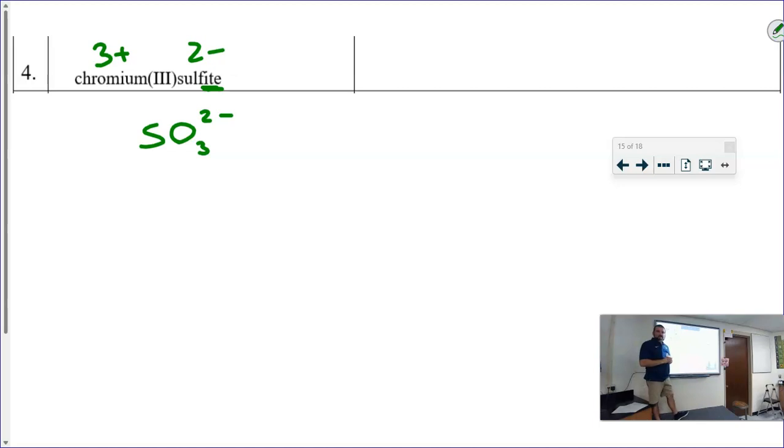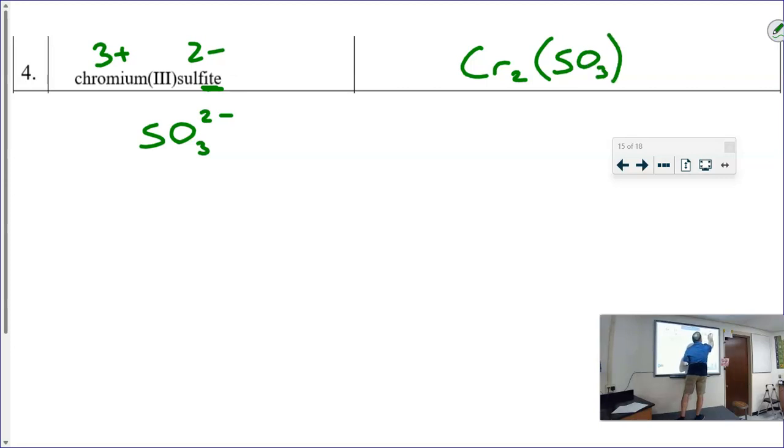The only way I can get to 0 charge is by reaching a common factor. If I get to +6 and I get to -6, that'll do the trick. So I'm going to end up needing 2 of my chromiums and 3 of my sulfites. But again, because sulfite's a polyatomic ion, I need to use parentheses around that formula in order to show that I want 3 of that whole thing. Okay? Almost done. Hopefully it's making some sense.